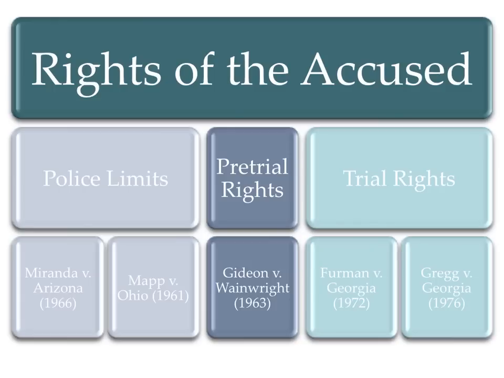The second case on this slide under police limits is called Mapp versus Ohio. And Mapp versus Ohio says that the police cannot illegally obtain evidence and then use it against you in the court of law. Any piece of evidence that is not obtained legally by the police is inadmissible in court when you are tried for a crime. This is true no matter how devastating the piece of evidence might be.